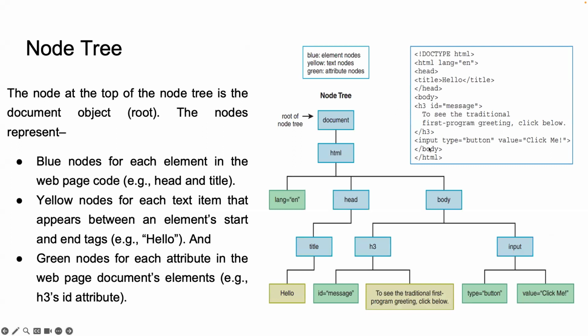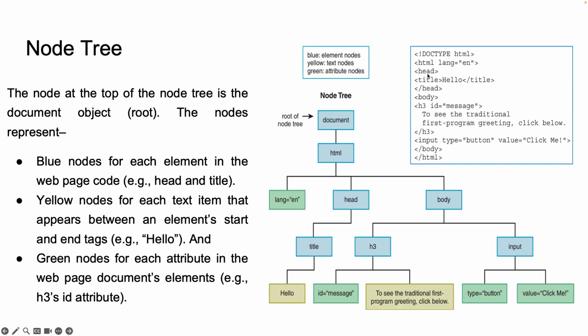This is the HTML code, and this is the DOM node tree. It starts with document, and within this document we have HTML, starting here and ending here. Within this HTML, we have one value. The green ones are values, not other nodes or trees. Here, the language is English, which is defined here. And we have a head object and a body object.